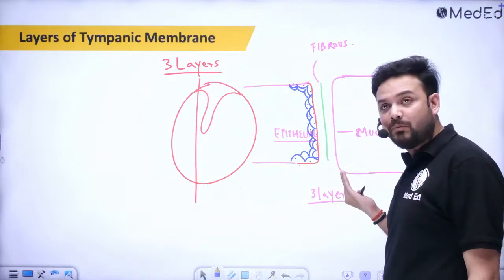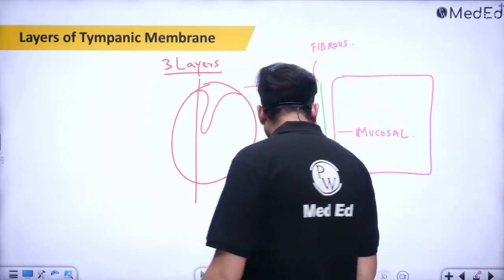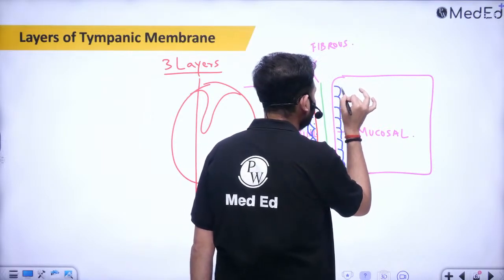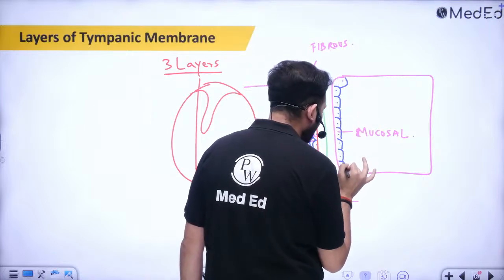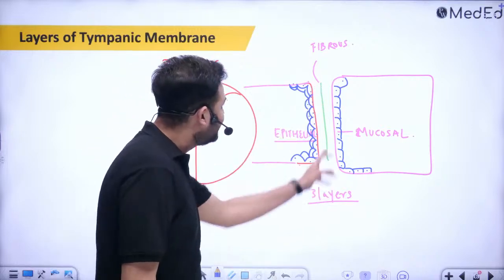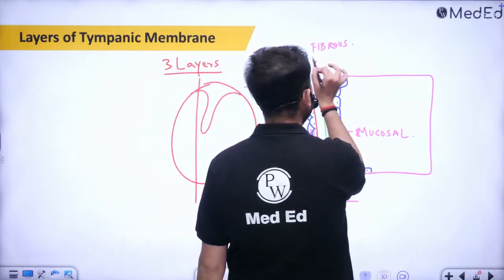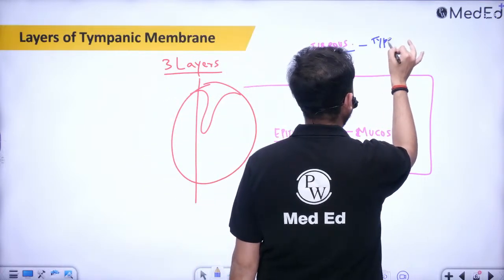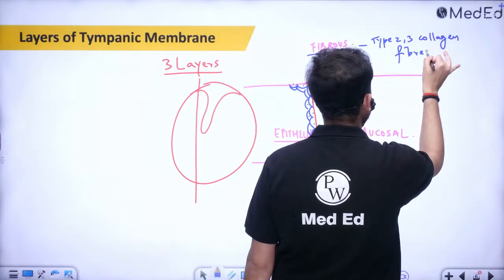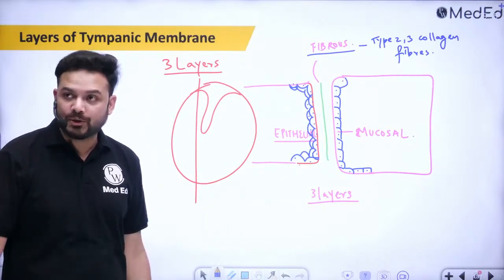Inner mucosal layer is the one which is continuous with our middle ear, right? This is lined by cube-like cells, or we can call it cuboidal epithelium. Okay? And then comes this layer in the center, which is called the fibrous layer. और fibrous का मतलब ही है ये fiber से बनी होगी. So this layer is the fibrous layer. Why? Because it contains type 2 and 3 collagen fibers. Okay? Right? Now, the more you know about this, the things will get revealed to you. So just stick on.